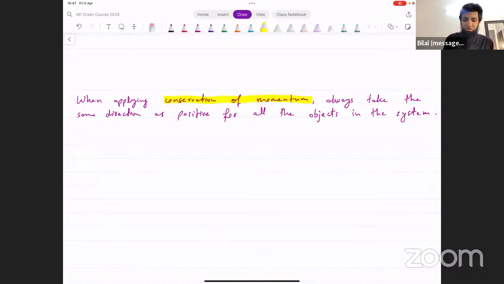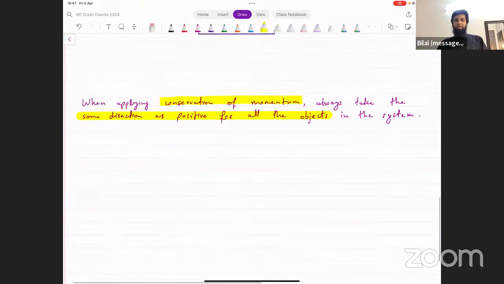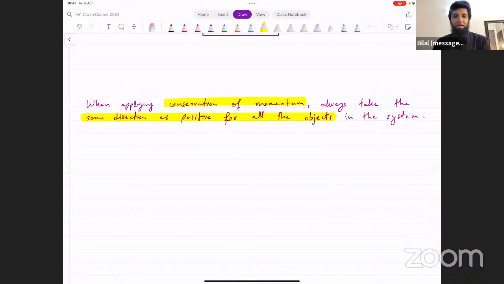So whenever you have conservation of momentum being used, the same direction should be taken as positive for all the objects. That is important to remember. In kinematics, you could take different directions as positive. In conservation of momentum, you can't do that. Any quick questions on this? No, sir. No?